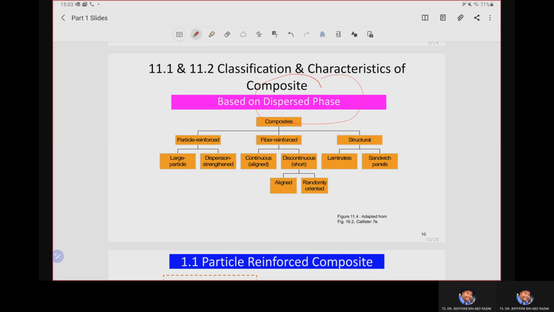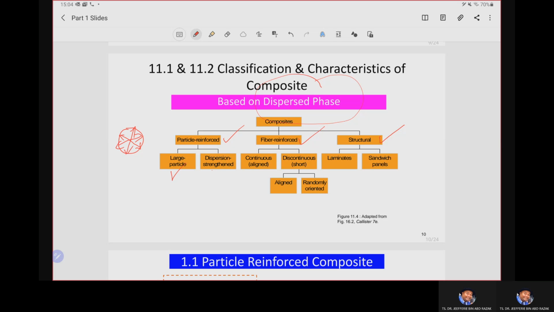All right. So there are three divisions of classification, namely particle reinforced, fiber reinforced, and structural type composite. And at least two subdivisions exist for each of the major classifications. So, for example, particle reinforced, we know as equiaxed in terms of dimension, meaning that in all directions it possesses similar length or similar dimension. The particles are classified either as large particles, or dispersion strengthened for smaller or finer size particles.